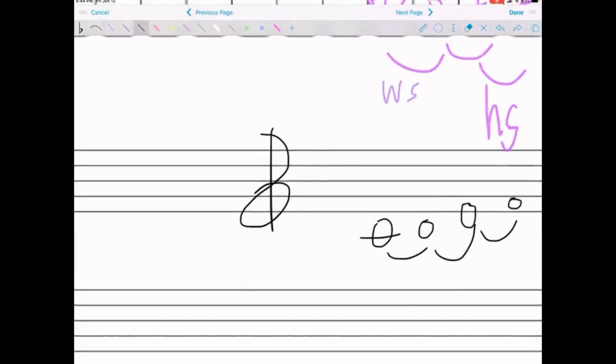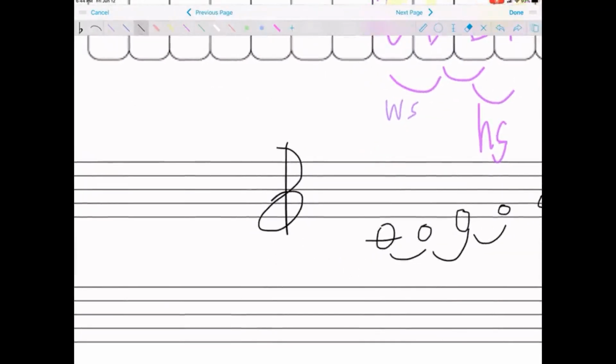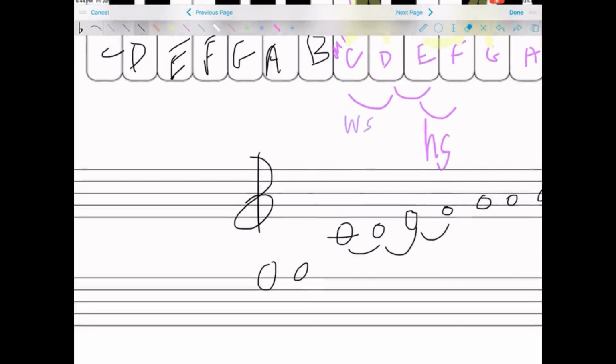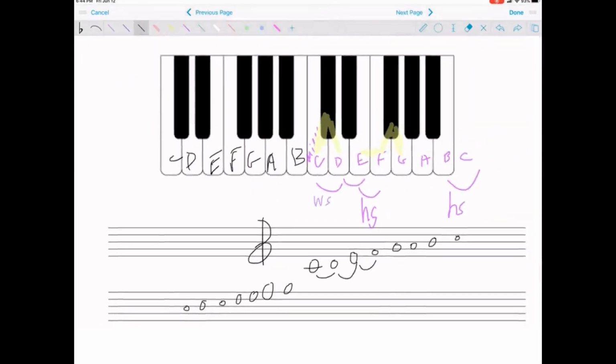Let's look at the bass clef. So, what's the note to the left of C in the white keys? That would be a B. B, A, G, F, E, D, C. So again, simply by following the lines and spaces in order, we will write the white keys. So we have from C going up, C, or C going down.